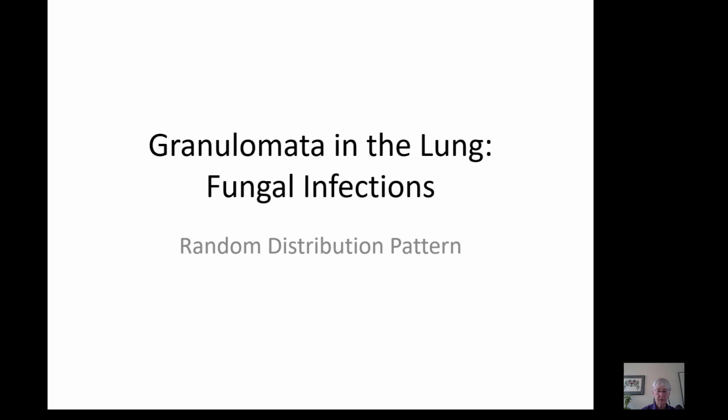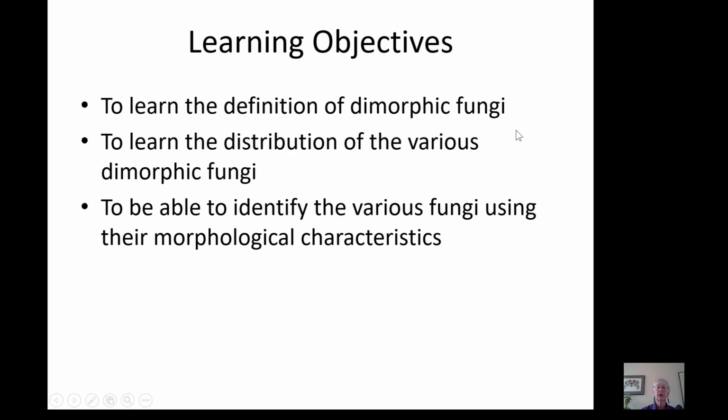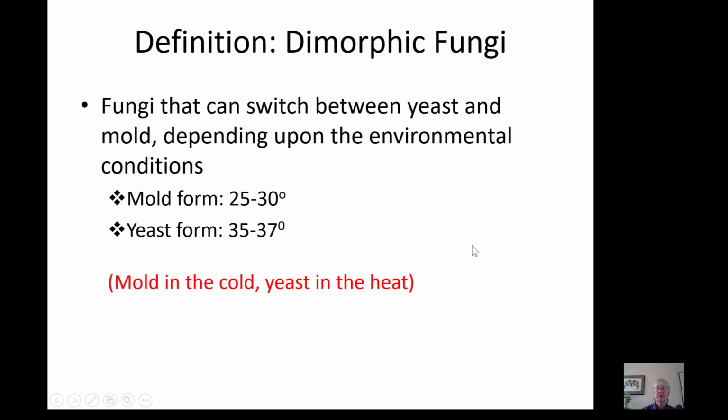This is part of the Lung Pathology and Easy Bite series. This section involves discussion of granulomatous inflammation, and this specific session addresses granulomata which are randomly distributed and due to fungal organisms. So the learning objectives are firstly to learn the definition of dimorphic fungi, to learn the distribution of the various fungi throughout the world, and to be able to identify the various fungi using their morphologic characteristics.